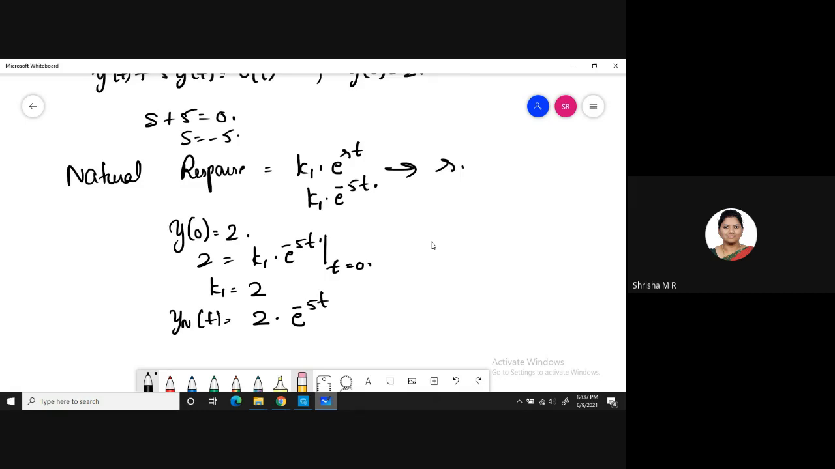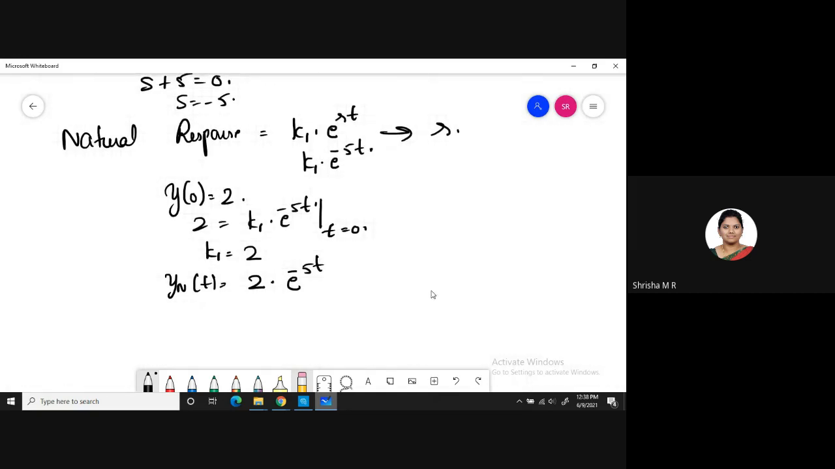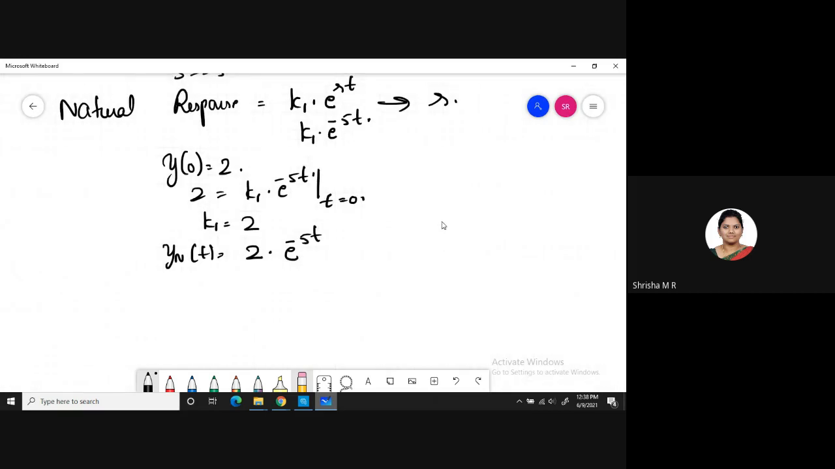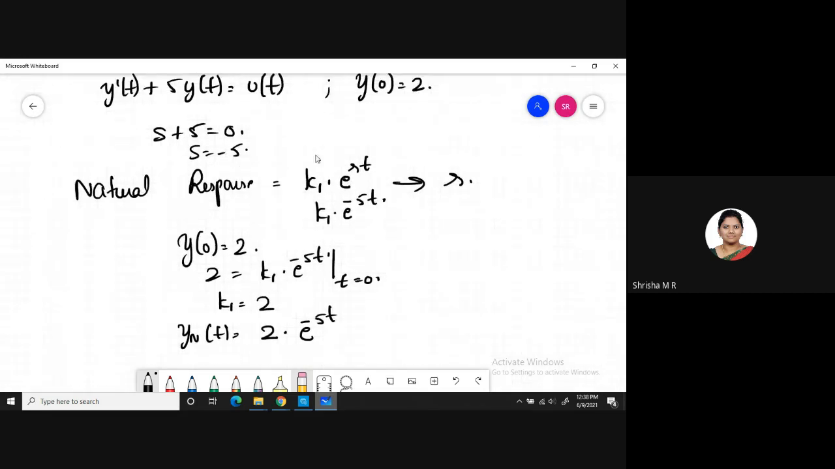Now let us find the particular response, so that we can get the total response of the system, y of t, which is nothing but natural response plus forced response. So forced response is the summation of natural response plus particular response. Till here it's clear, everyone?